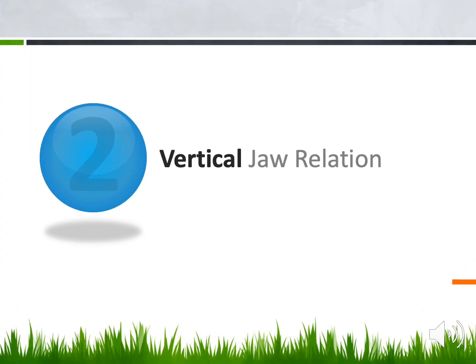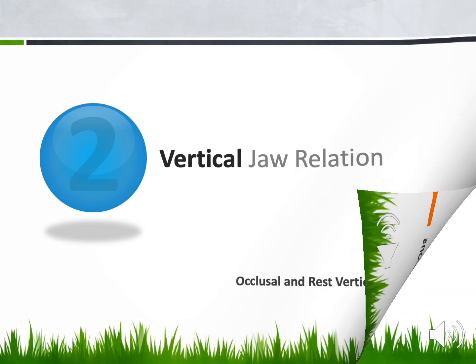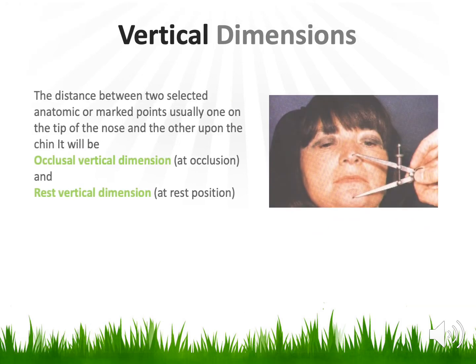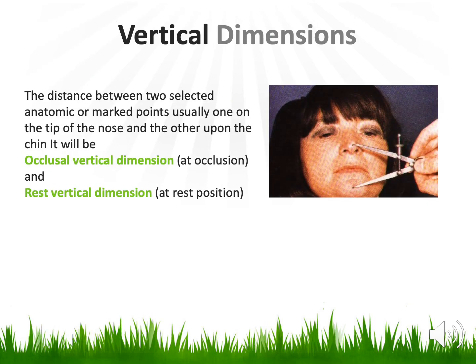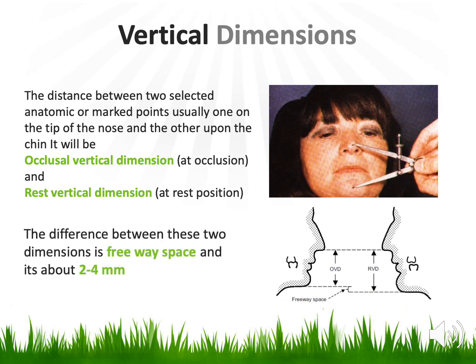Vertical jaw relation. Occlusal and rest vertical dimensions. The distance between 2 points, one at the fixed compartment, the maxilla, and the other at the movable compartment, the mandible, when the patient is in occlusion is called occlusal vertical dimension, and the distance when the patient is at rest is called rest vertical dimension. The difference between these two dimensions is called the freeway space, and the amount of this space is about 2 to 4 millimeters.